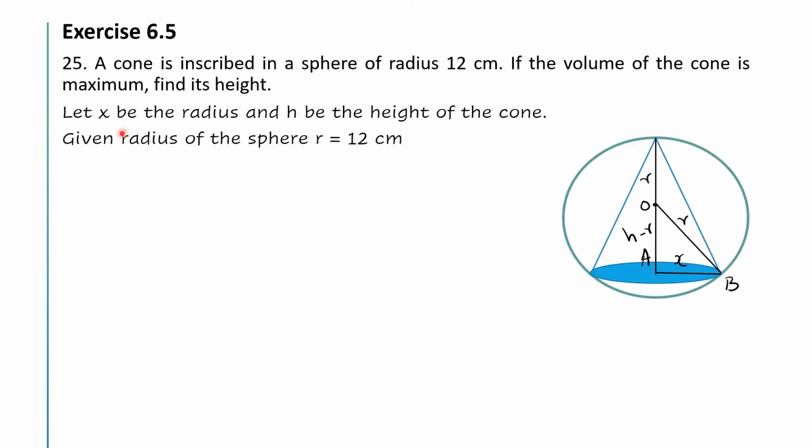So let us take x as the radius and h as the height of the cone. Here it is given the radius of the sphere r is 12 centimeter. So let us take this sphere with center O, and this is the cone which is inscribed inside the sphere. We have taken x as the radius of the cone and h as the height of the cone. So when we see from this triangle OAB, here we can see that OB is R. It is a right angle triangle. So OB square is equal to OA square plus AB square.